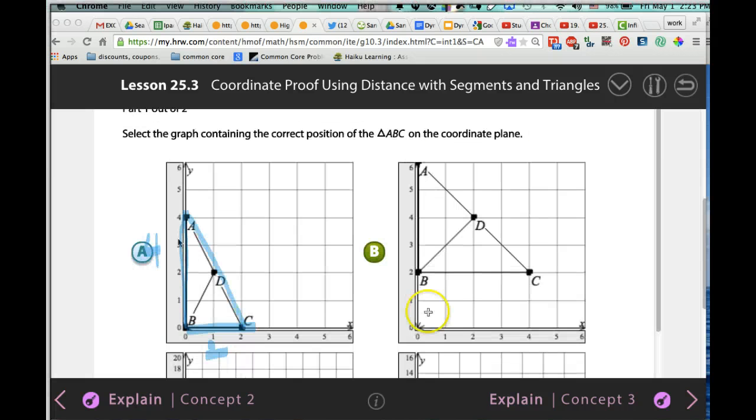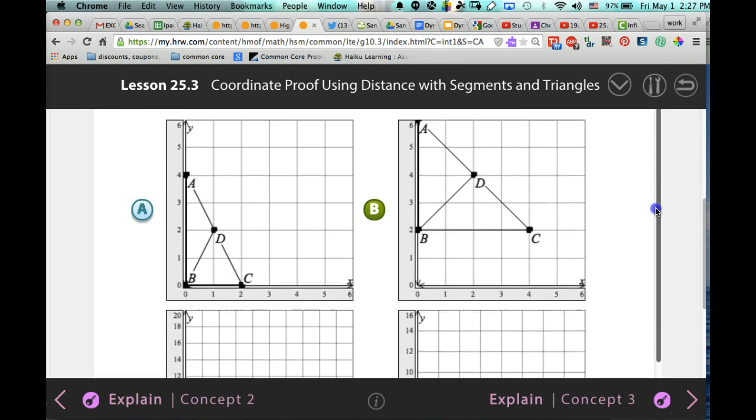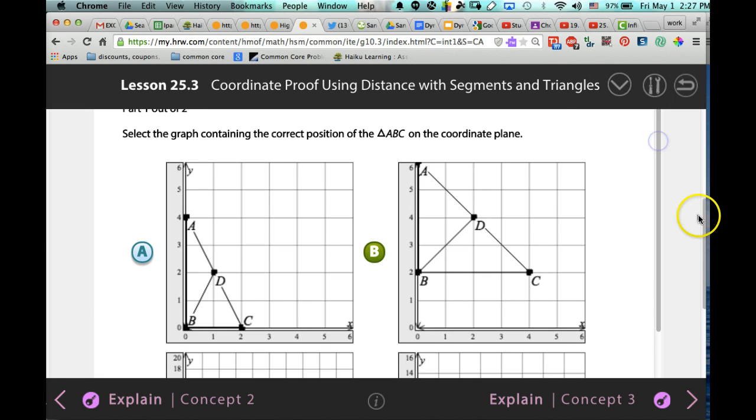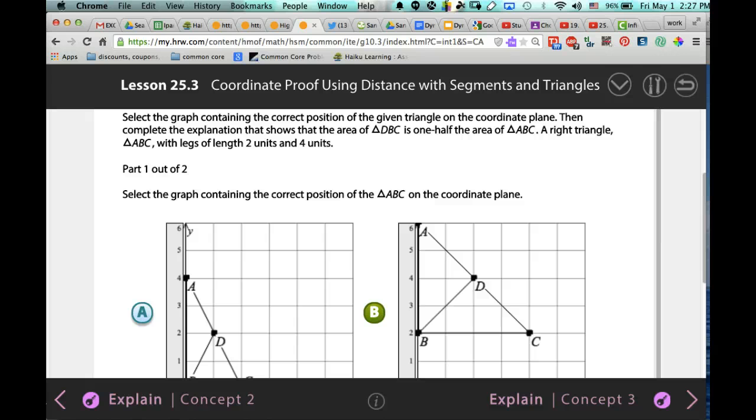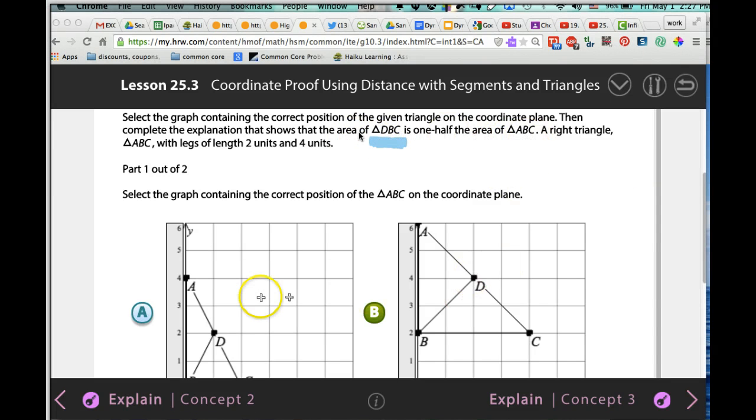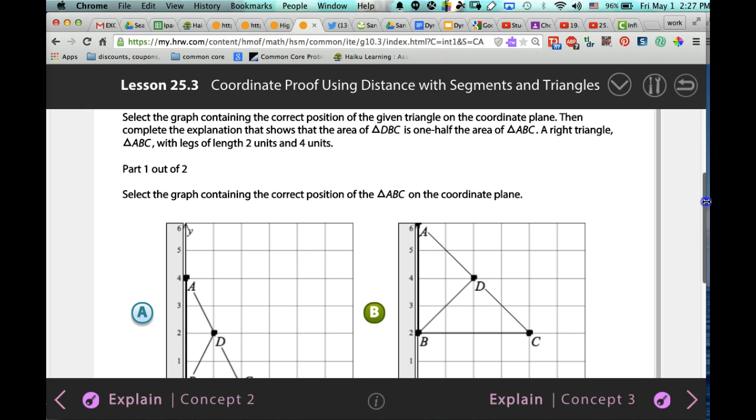Alright guys, so now that we are done drawing this, we have to go back to the question. We just talked about this: triangle DBC is 1/2 of ABC. ABC, as you can see, is the whole triangle. You can't really see, so I have to scroll down again.